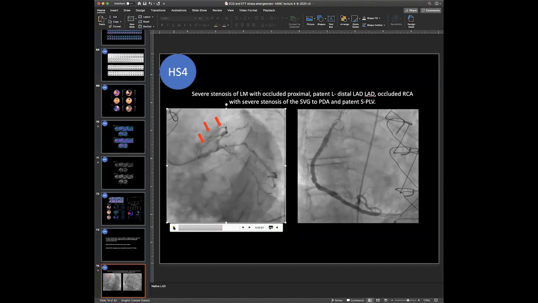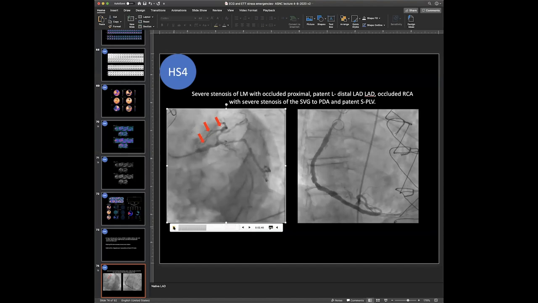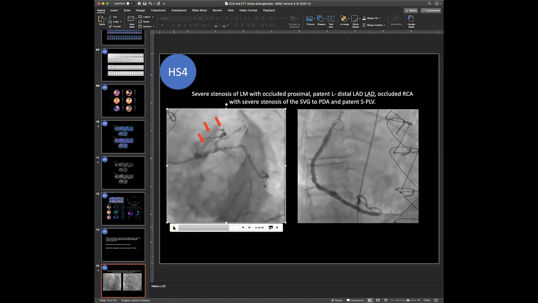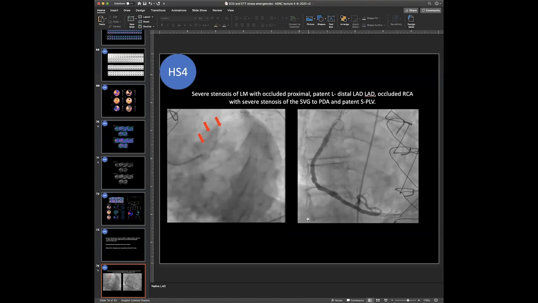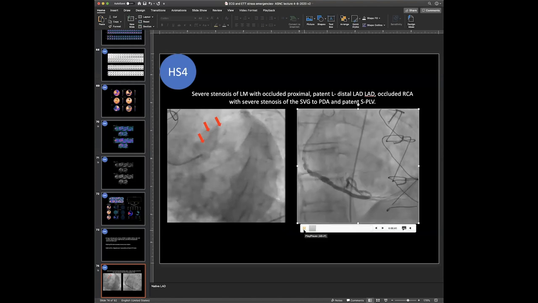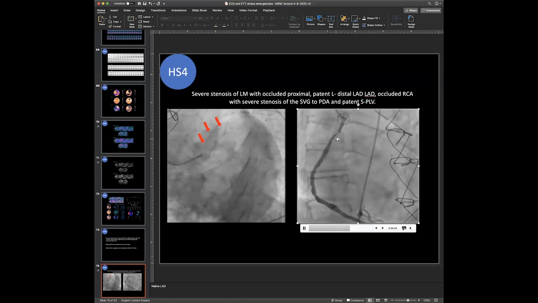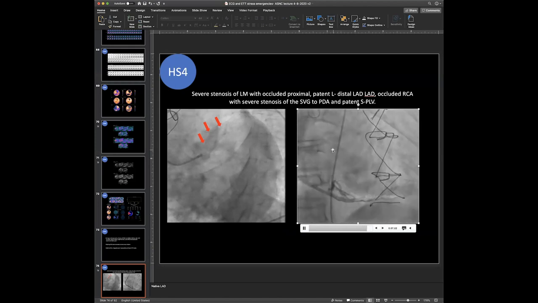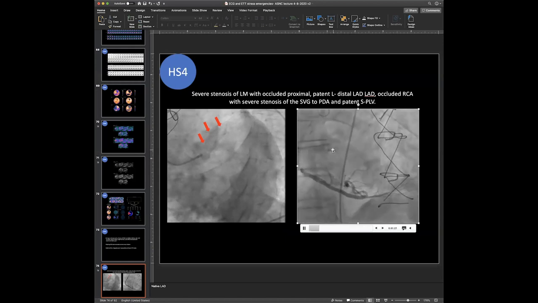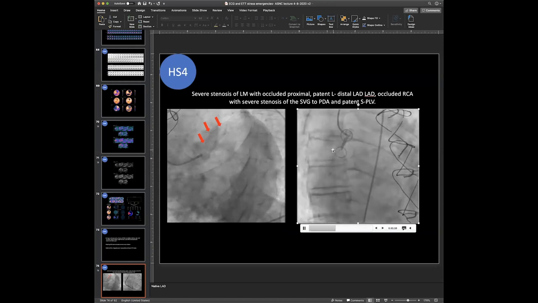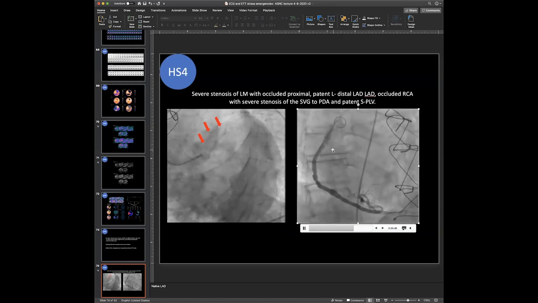And this is what you see on the catheterization in this shot showing the left main and proximal LAD findings. And then the vein graft to the PDA also has a significant lesion in the proximal portion of that vein graft that was also stented.